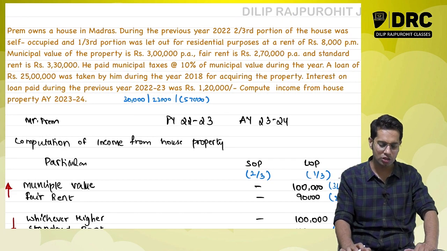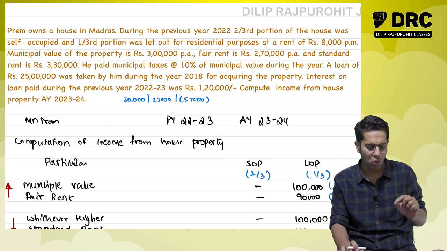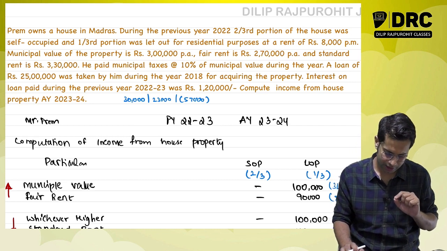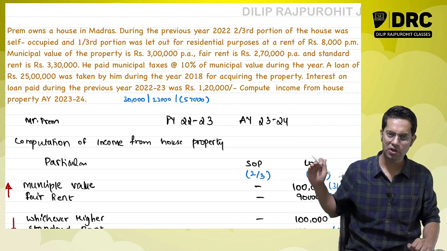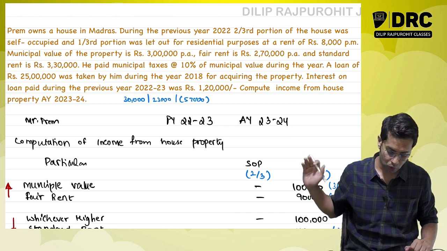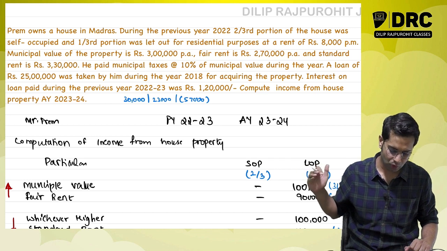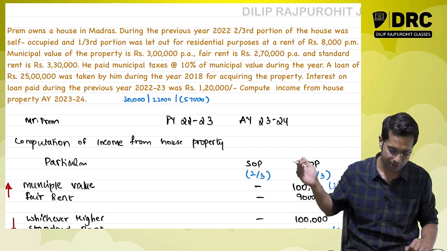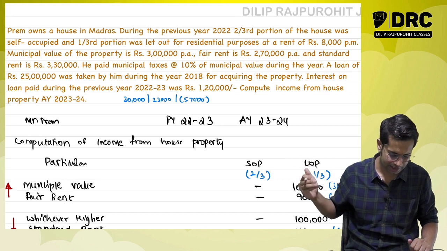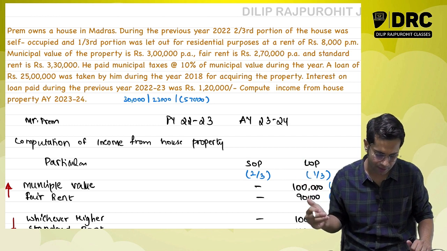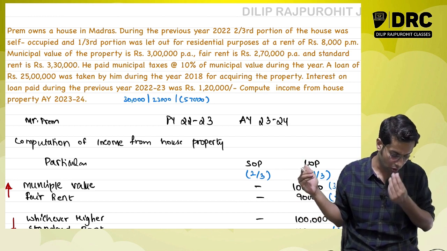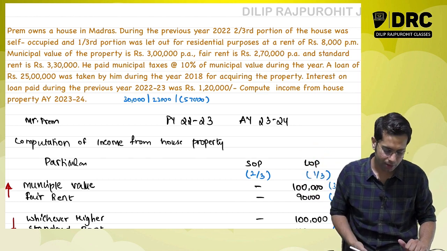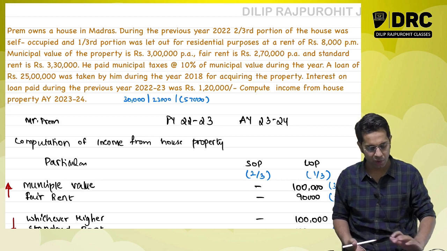Now just to explain this concept, let me take up this question. Prem owns a house property in Madras during the previous year 22-23. Two-third proportion of the house was self-occupied, and 1/3 of the portion of the house was let out for a rent of 8,000 per month. Municipal value is 3 lakh, fair rent is 2,70,000, standard rent is 3,30,000. He paid municipal taxes of 10%, and a loan of 25 lakhs was taken in 2018. The interest paid on the loan for this particular year is 1,20,000. Compute income from house property.